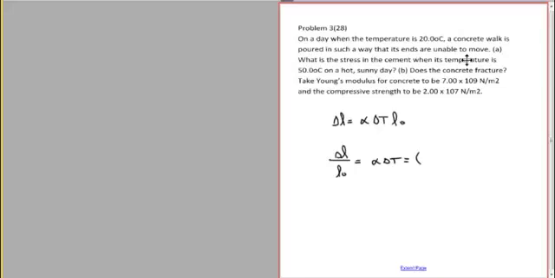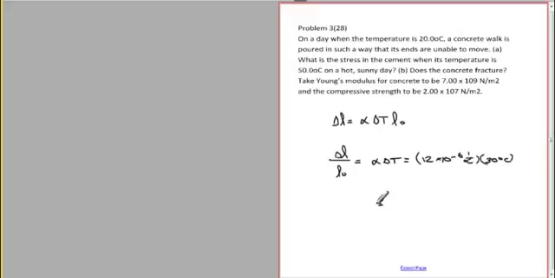Average coefficients of expansion, concrete. Well, 12 times 10 to the minus 6. The units are 1 over degree C times the temperature change, which is 30 degrees C, and it's going to expand, or it wants to expand, but it can't expand because it's restrained. So as a consequence, it's going to be put under compression.